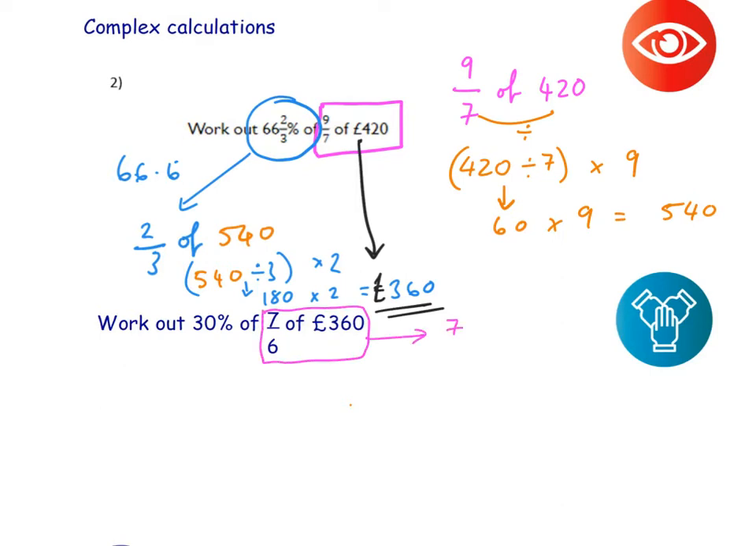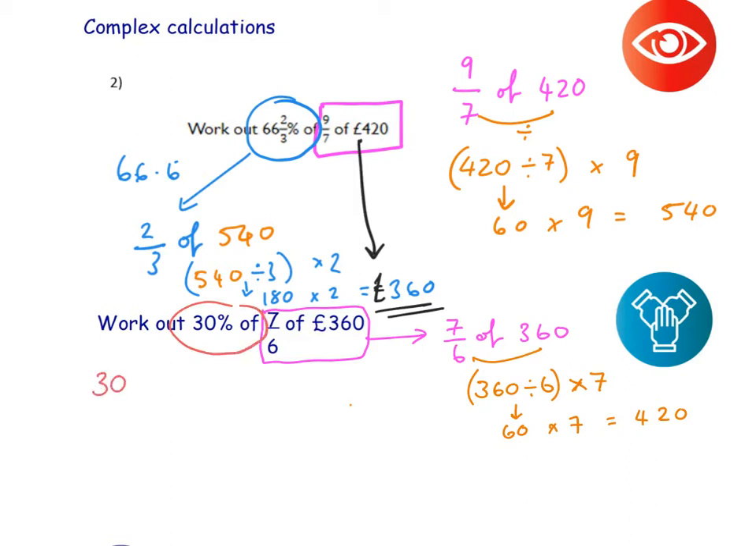So I'm going to do 7 sixes of 360. We're going to divide by 6 to start with, and then times the answer by 7. So that's going to give me 60 times 7, which is 420. We're then going to bring in the second part of the question, and we're going to do 30% of the 420. We've just worked it out.